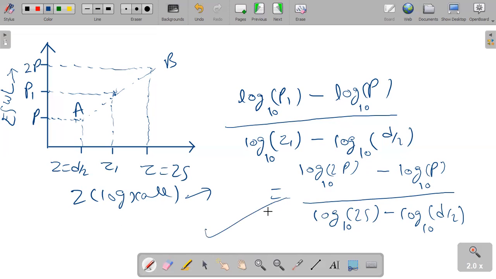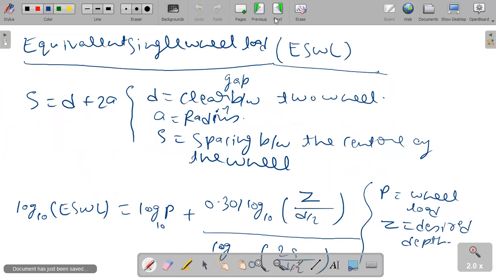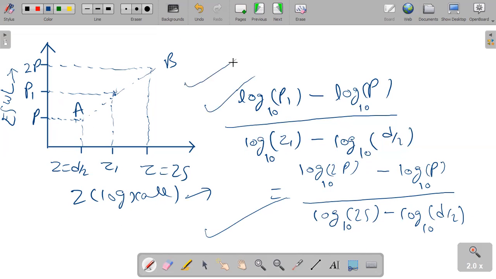Do remember this formula because it will help you solve numericals, because in numericals they'll give you this pressure or this depth. You'll need to make this graph, then solve using this equation. So do remember both these formulas, this one, and from the graph, this one. Okay, so let's move forward.